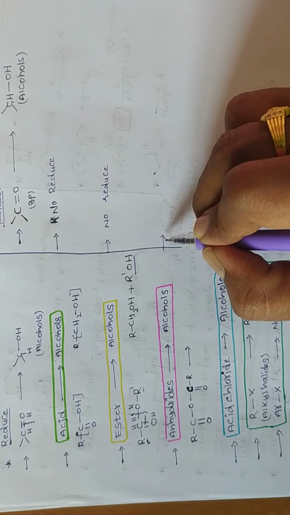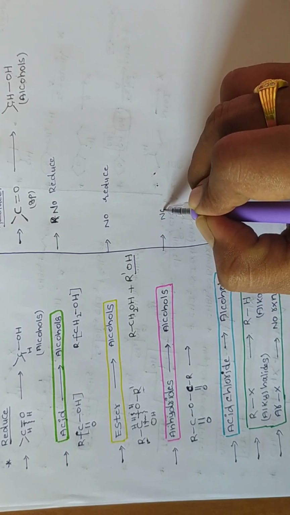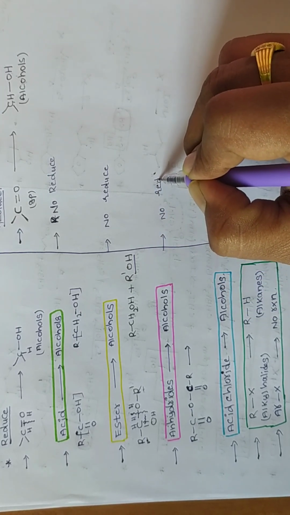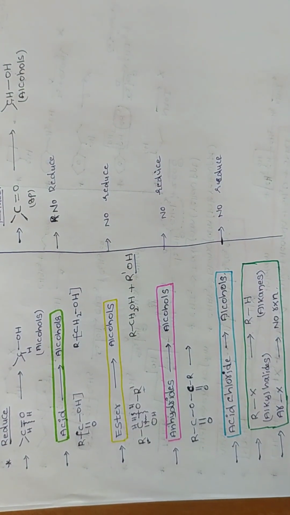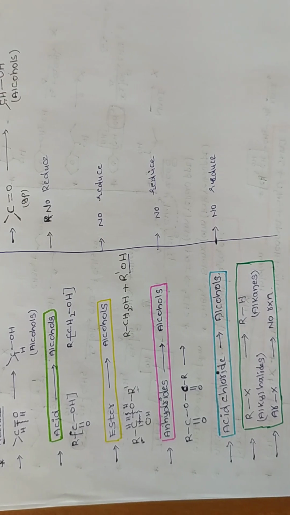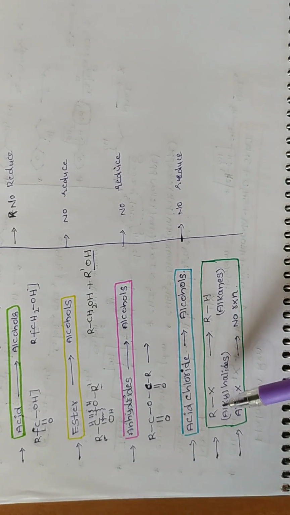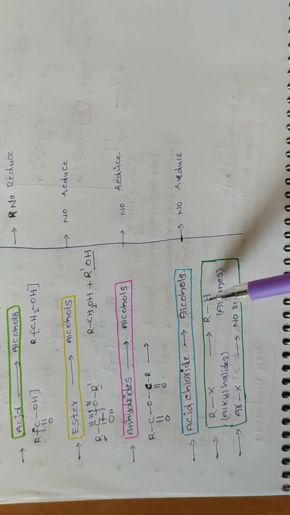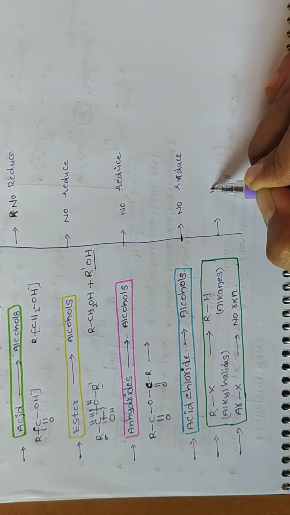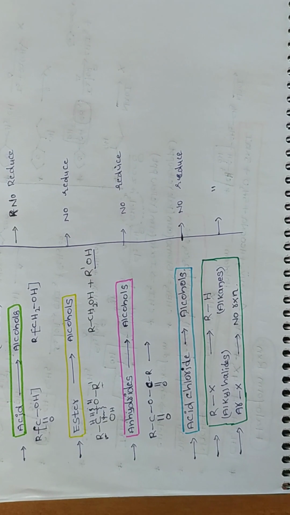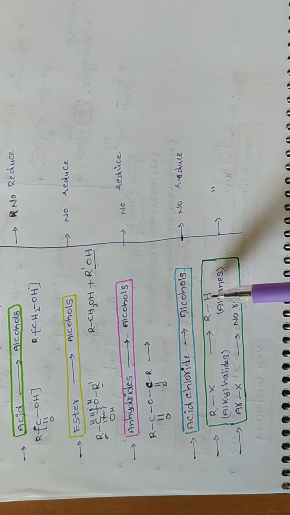Whereas sodium borohydride also cannot reduce anhydrides to alcohols. Next, lithium aluminium hydride converts alkyl halides to alkanes, whereas sodium borohydride does not reduce them because it is a mild reducing agent. Alkyl halides are converted into alkanes.